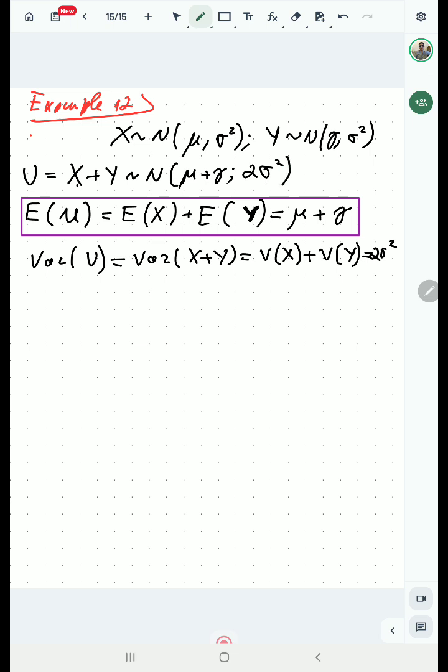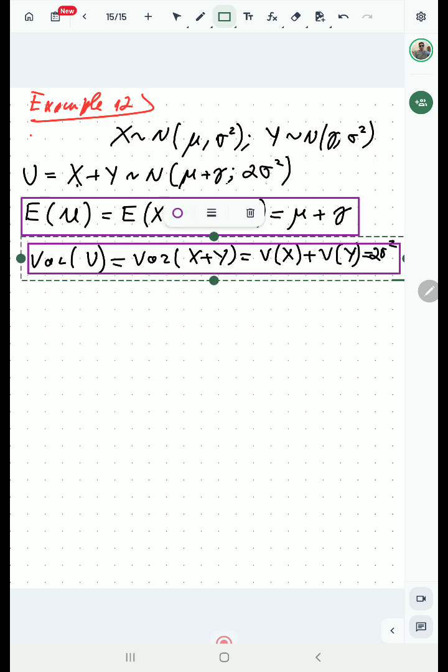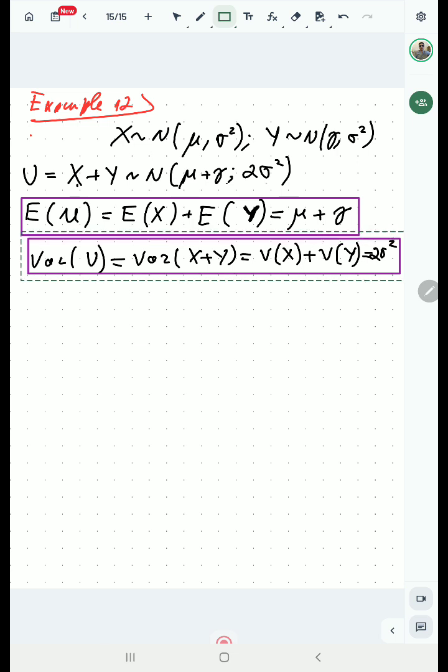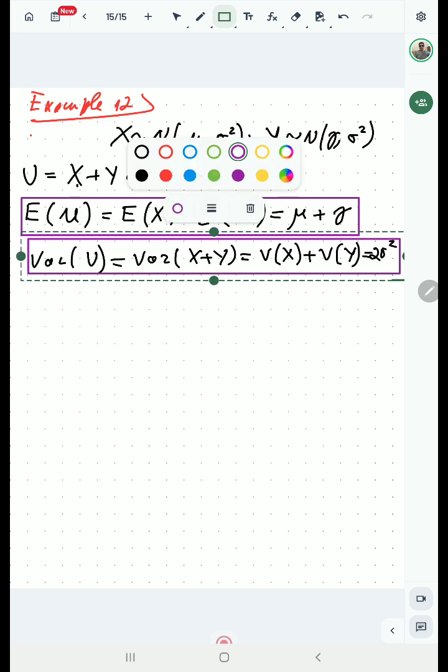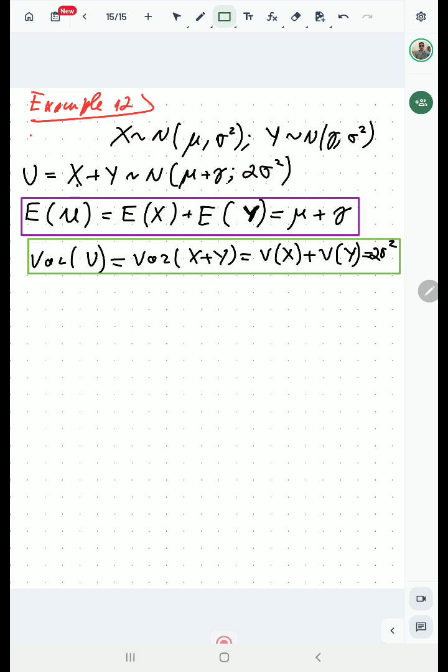Now let's have a look at the second variable. Maybe I have to use a rectangle here. Okay, and then let's use another color here, a green one. Now let's move to the variable v, which is equal to x minus y, right?